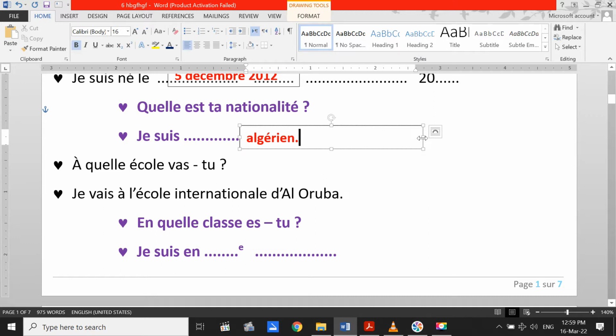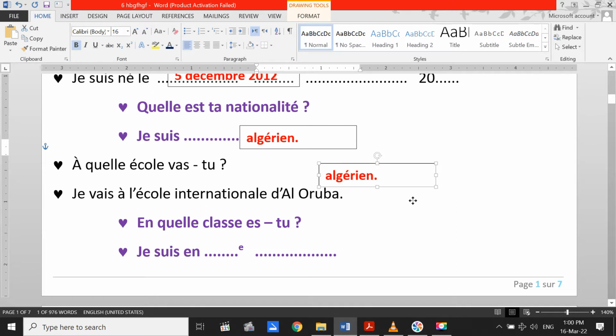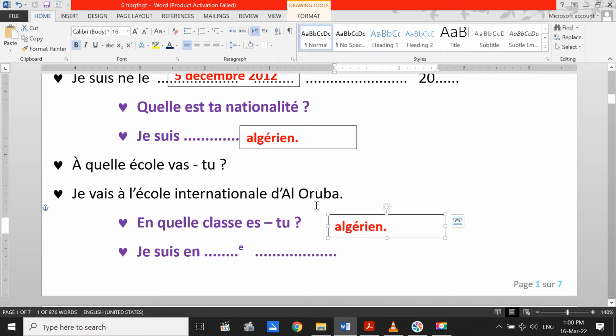Okay. After that, à quelle école vas-tu? To what school do you go? Okay. After à quelle école, we can say est-ce que, to make it à quelle école est-ce que tu vas? But we can leave it like that. This is the standard way to say it. Langue soutenue.